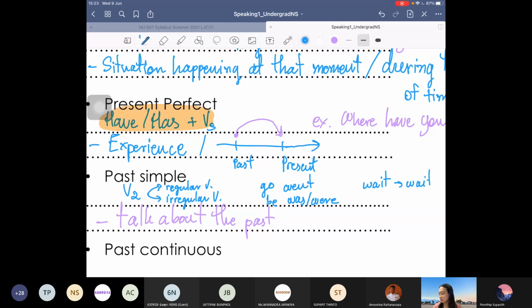ส่วน verb ที่เติม ed แทน อย่างเช่น wait เป็น waited อย่างเงี้ยอันนี้ก็ต้องไปทวนเอานะคะ. For example, I woke up late yesterday.